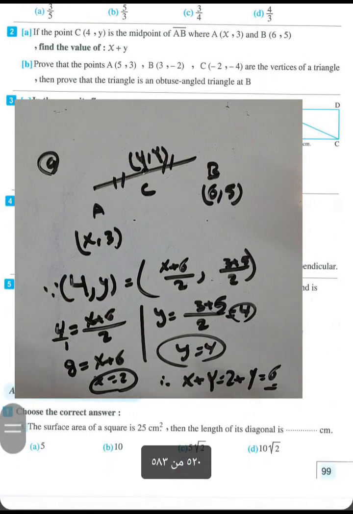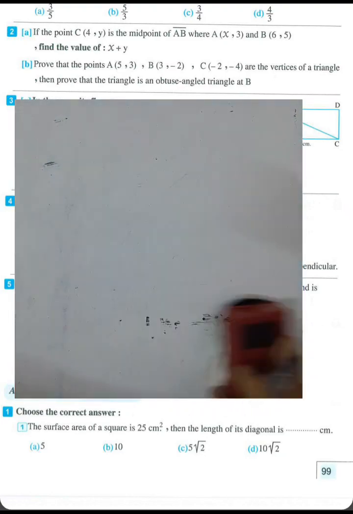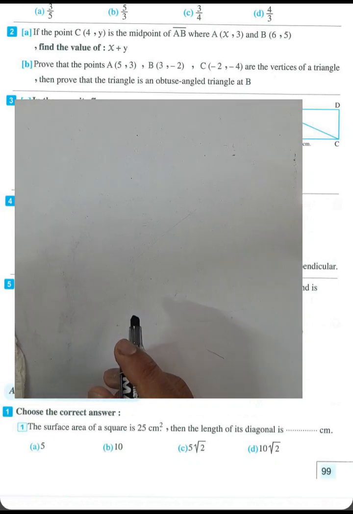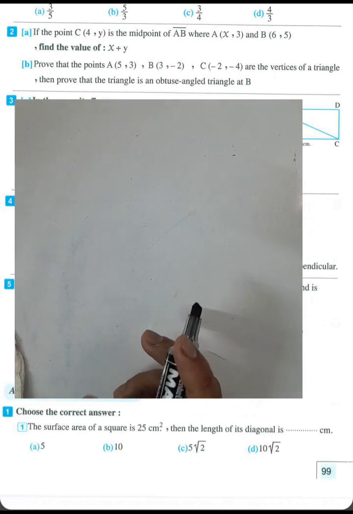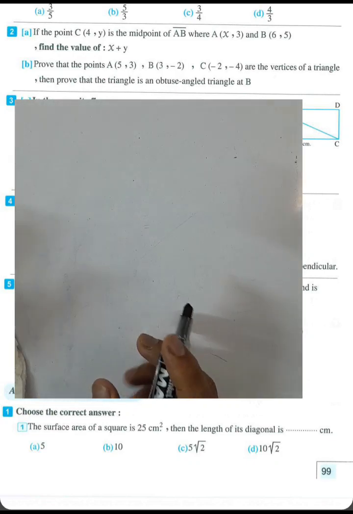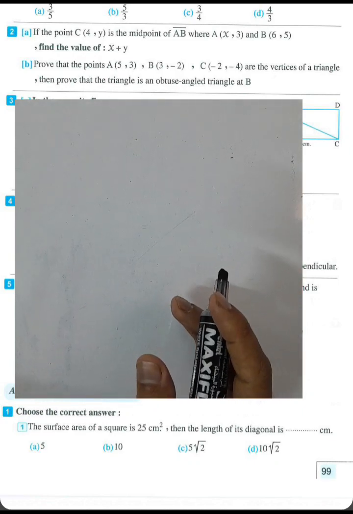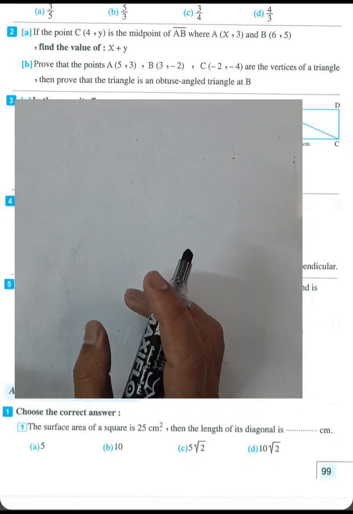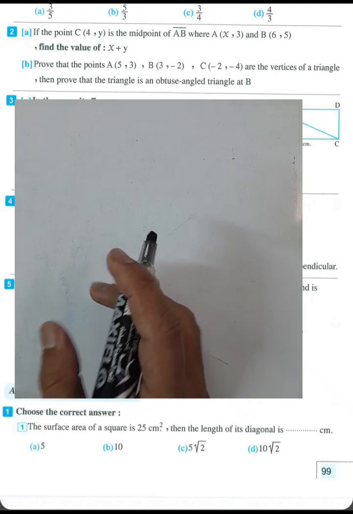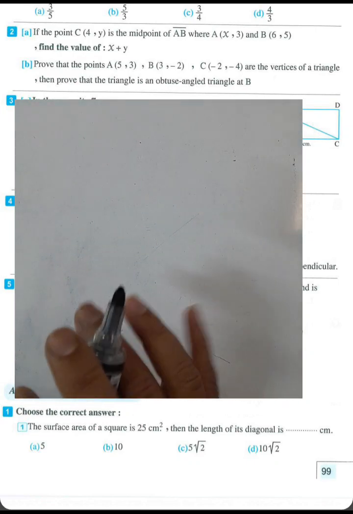Prove the points A, B, C, D are the vertices of a triangle. Then prove that the triangle is an obtuse angle triangle. To prove that these are the vertices of a triangle, you can find AB, BC and AC, and prove that the sum of any two sides of the triangle is not equal to the third. Or you can use the rule that AB plus BC is greater than the third side AC, from the properties of any triangle.